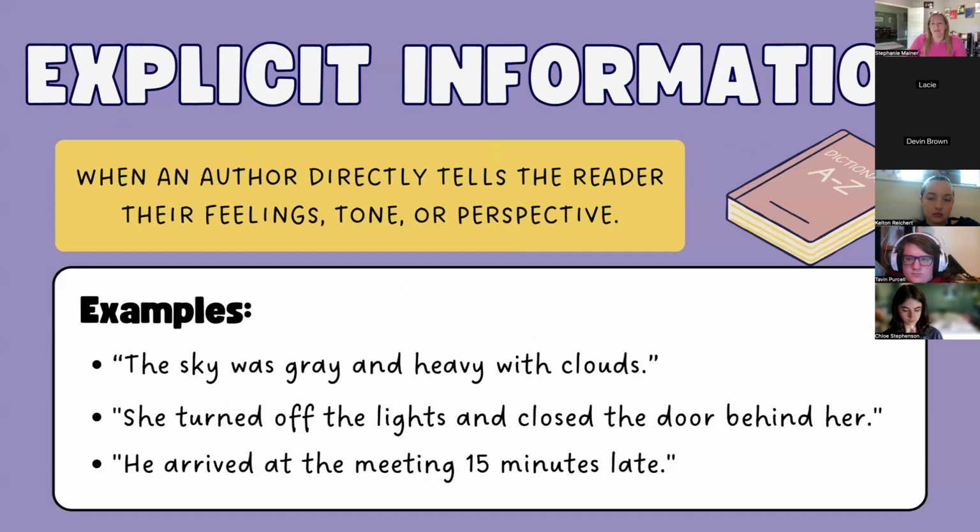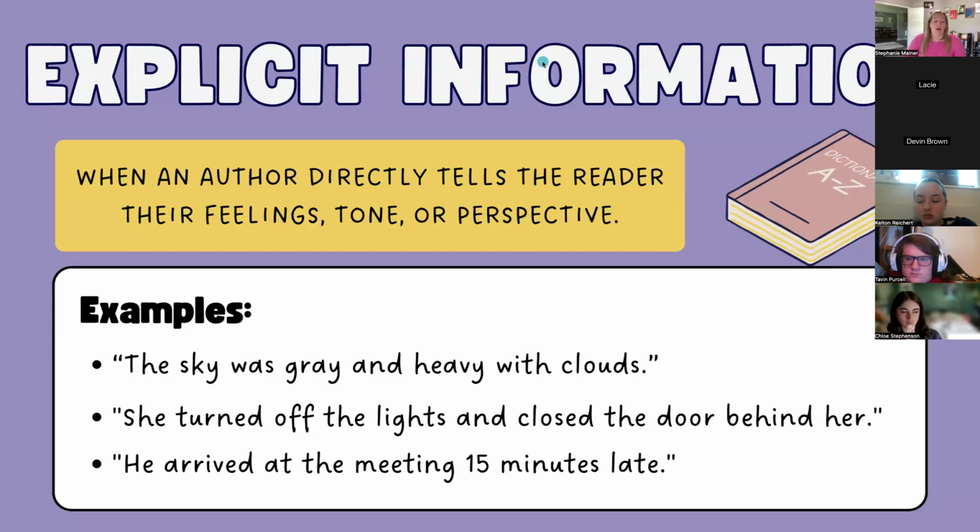Okay, so explicit information. I don't know if you guys are science people or not, but when you think of an exoskeleton and an endoskeleton, right? Ex means outside. It is direct. You can see it with your own eyes. If an animal has an exoskeleton, you can see it. So if there is explicit information, it means it is right there. It is in your face. The author is directly telling you what their feelings are, what is happening. There's the tone, the perspective. You don't have to guess. It's right there in front of you.